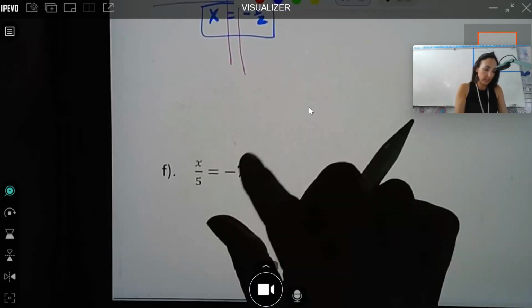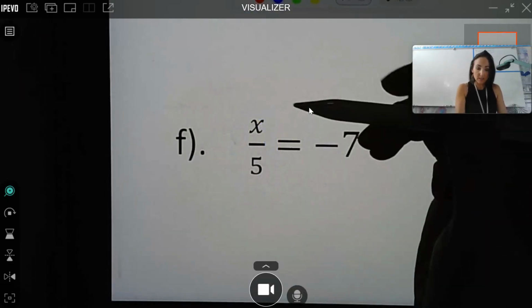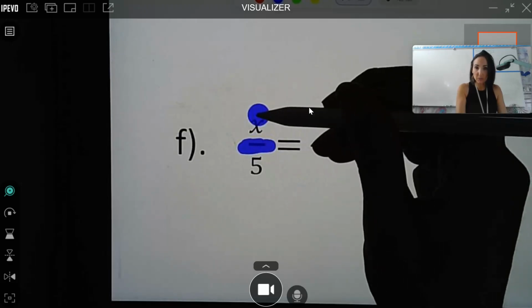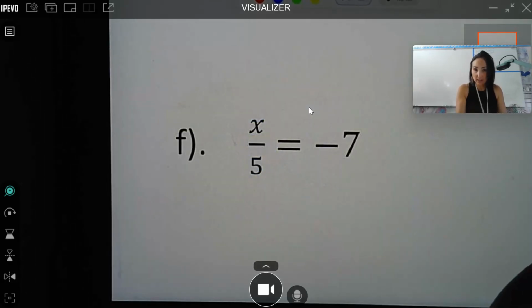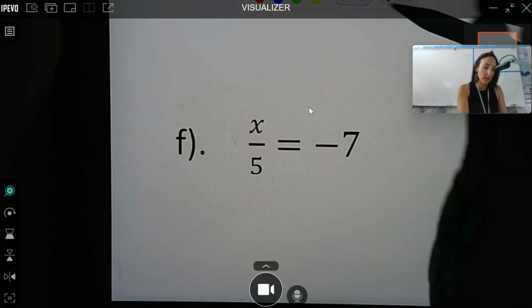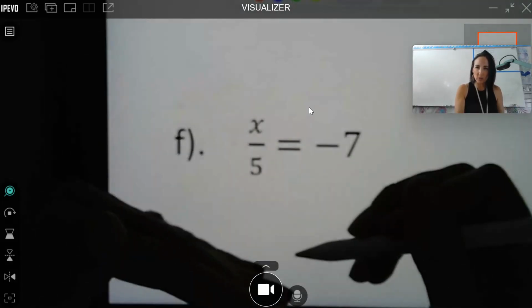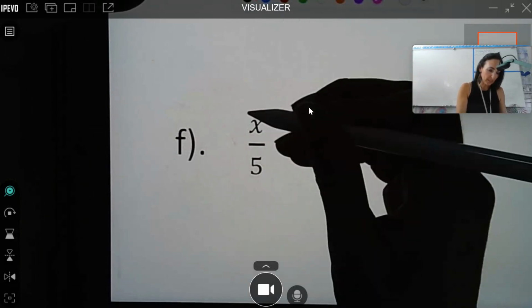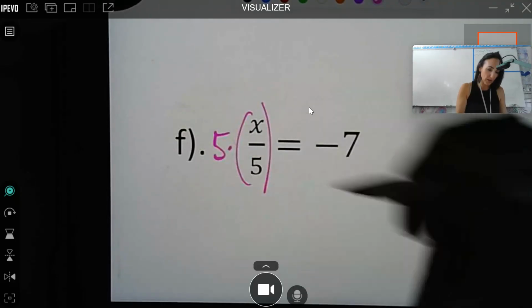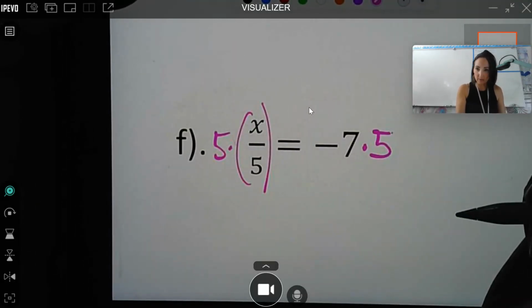So then this next one, I'm not thinking this is a fraction. That's a division bar. X is being divided by 5. So the opposite of dividing by 5 is to multiply by 5. And multiplication, when I do it to both sides, it's the only one I don't do below. I kind of show it to the side. So I'm going to take this whole side and I'm multiplying by 5. And I'm also multiplying this whole side by 5.